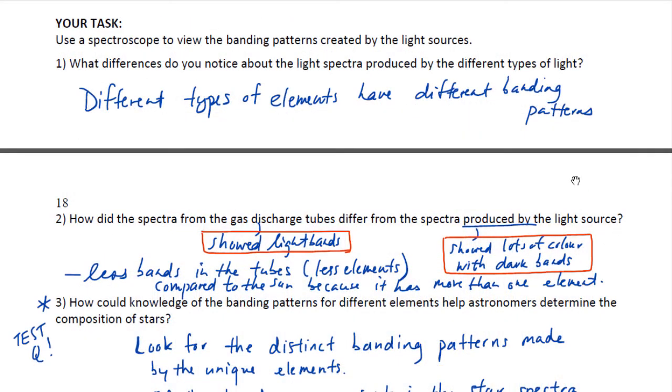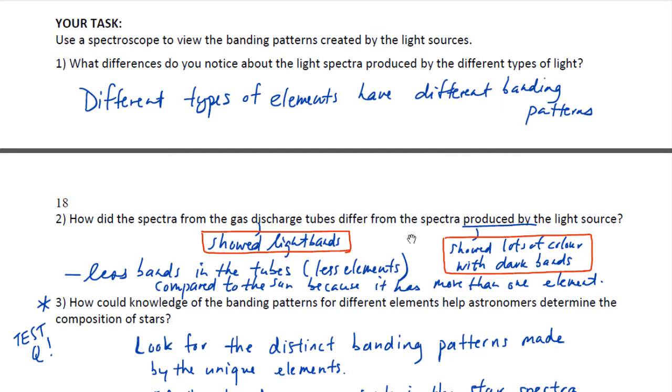So after viewing that video where the professor is doing the demonstration of actually looking at the nitrogen, etc., you should be able to say that when you're looking through a spectroscope at the banding patterns of light sources, there is a difference between the light spectra produced by different types of lights. What is that difference? Well, different types of elements are going to have different banding patterns.